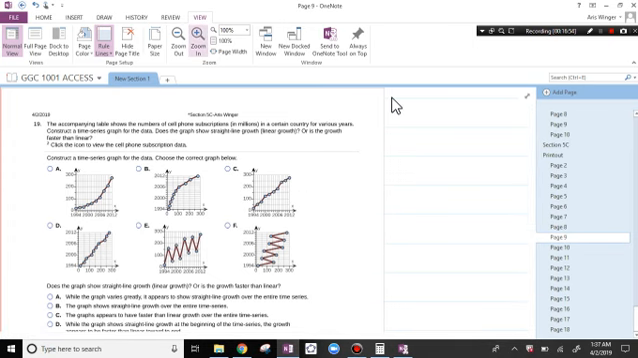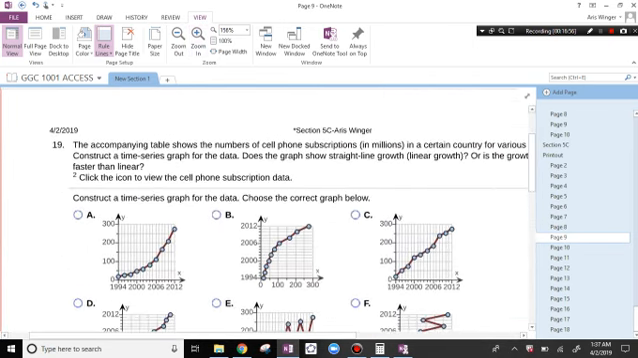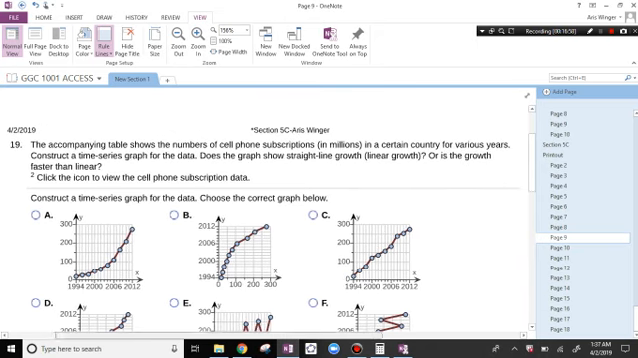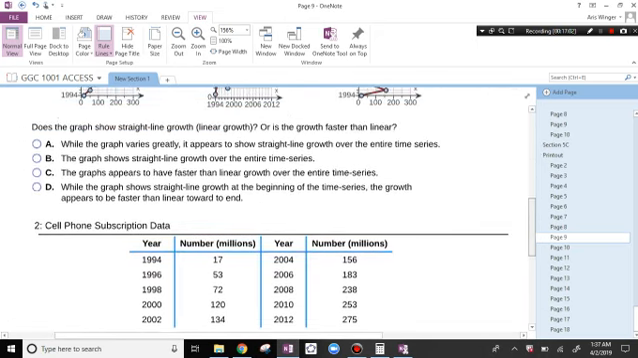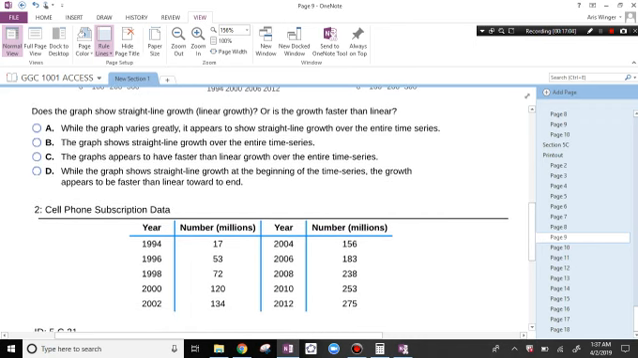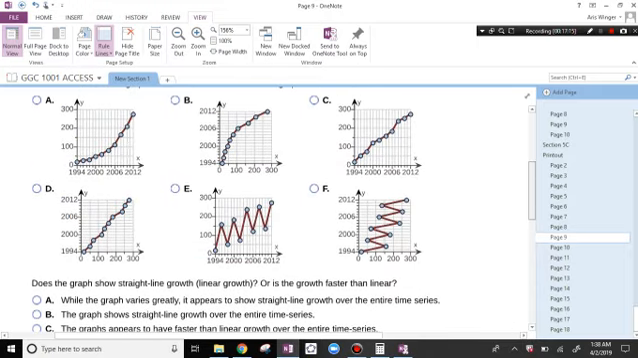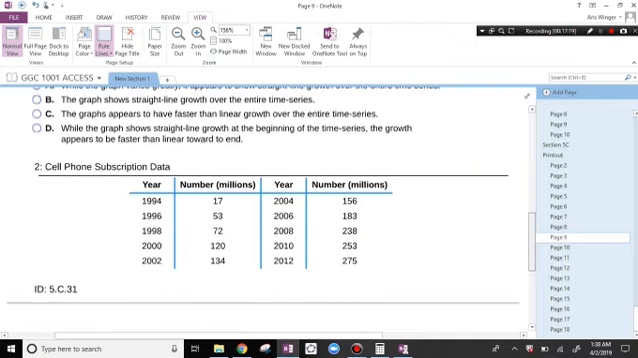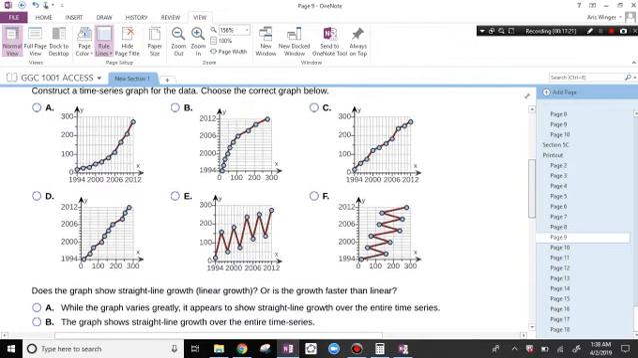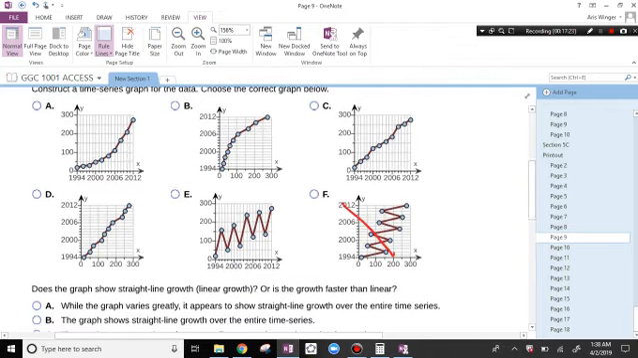Let's zoom in. Let's look at our data here, see what we got. All right, so 94 goes from 17, then the 53, then the 72, then the 120, 134. Okay, let's see if we can figure that out. So in 2012 it should be roughly 300.